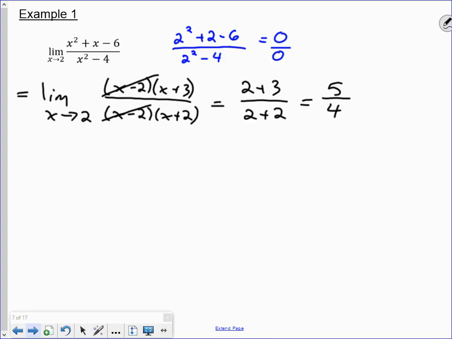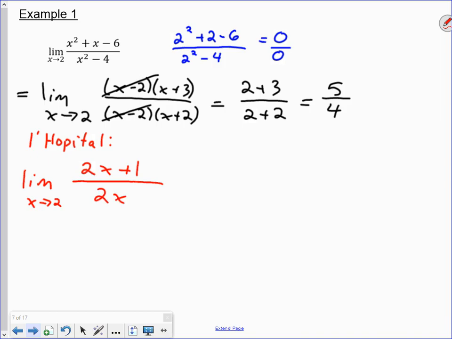What happens if, instead of factoring, we apply L'Hopital's rule here? This is L'Hopital. So L'Hopital's rule would say, okay, we've got this indeterminate form, this limit that has an indeterminate form, 0 over 0. Let's take the derivative of the numerator and the derivative of the denominator. So our numerator is x squared plus x minus 6. Our derivative is 2x plus 1. Our denominator is x squared minus 4. The derivative there is 2x.